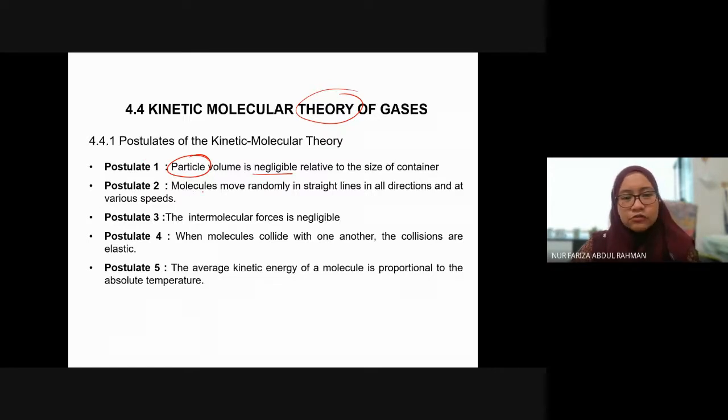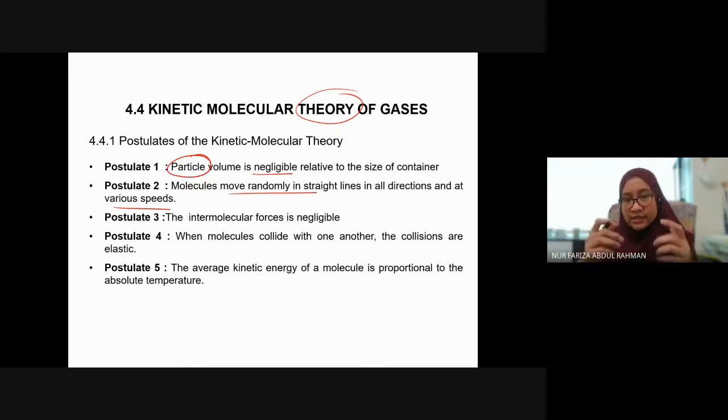Okay, postulate number 2, molecules move randomly in straight lines in all direction and at various speed. The reason they boleh move randomly in straight line in all direction and at various speed is because there's no attraction or repulsion between them. Kalau diorang ada attraction or repulsion between them, they will not be moving in straight line. Bila dia langgar, dia mesti loss of energy, loss of momentum and whatnot. Benda-benda macam tu. So it will not be moving in straight line.